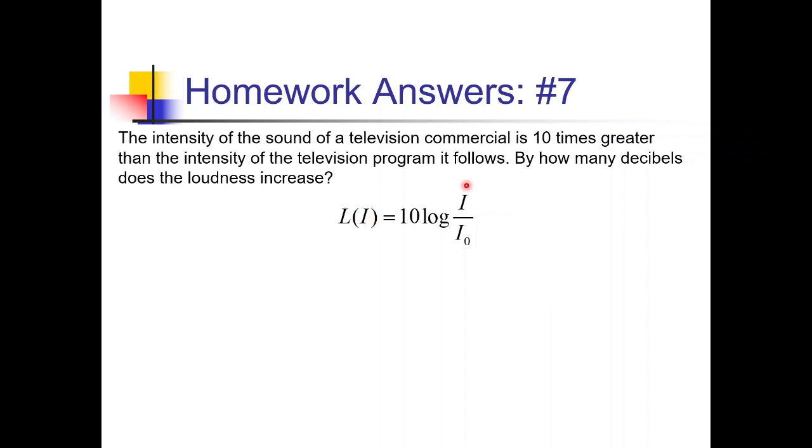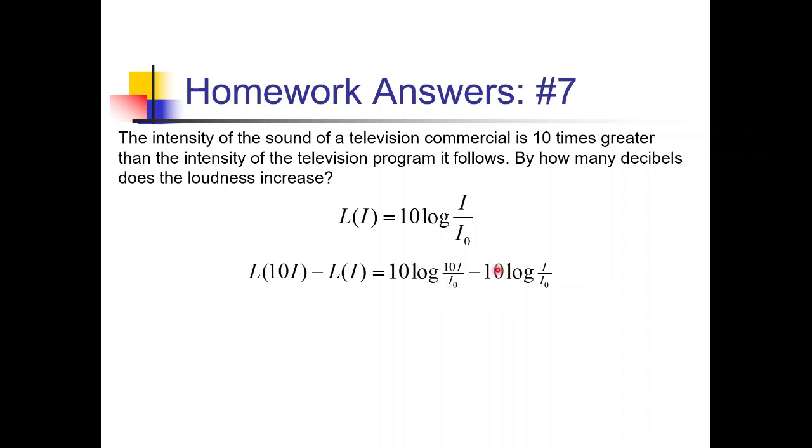But now if I want to know by how many decibels does the loudness increase, I have to take the difference of those two loudnesses. So we have L of 10I minus L of I. And if I actually write that out, plugging 10I and I into this formula, I've got 10 log of 10I over I0 minus 10 log of I over I0. Now I can condense this a little bit, and maybe if I do that I'll be able to actually figure out a number for this.